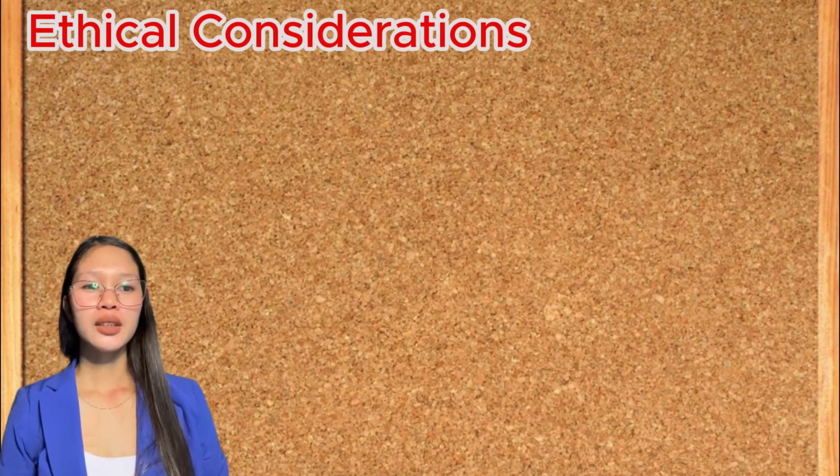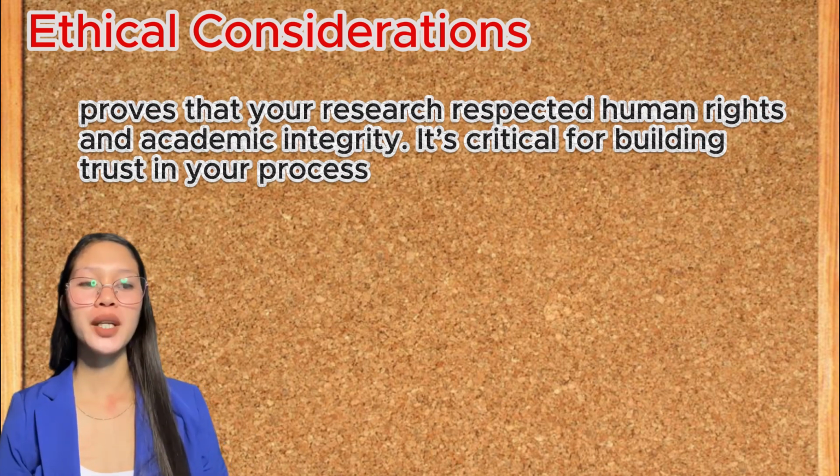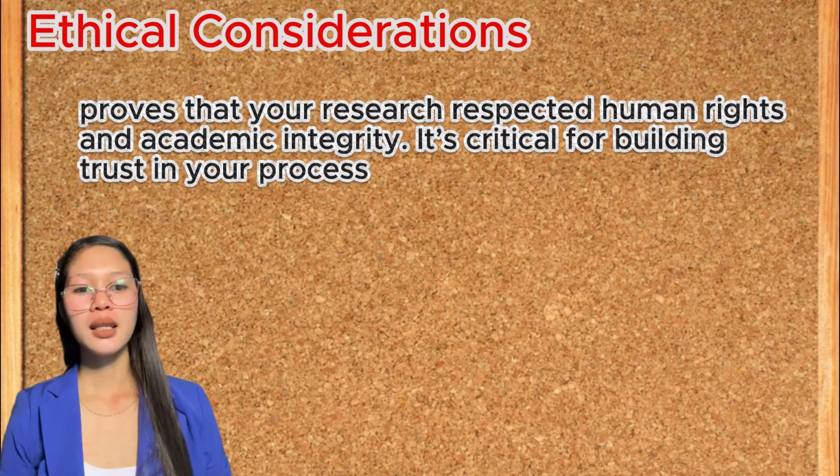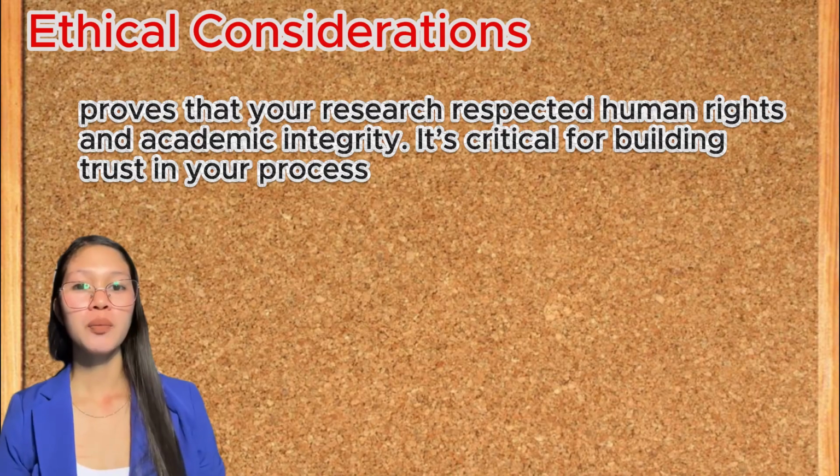For ethical considerations, this section proves that your research respected human rights and academic integrity. It's critical for building trust in your process. This includes informed consent from participants, confidentiality and anonymity, institutional or ethical committee approval, respect for vulnerable populations, and secure data storage and use.